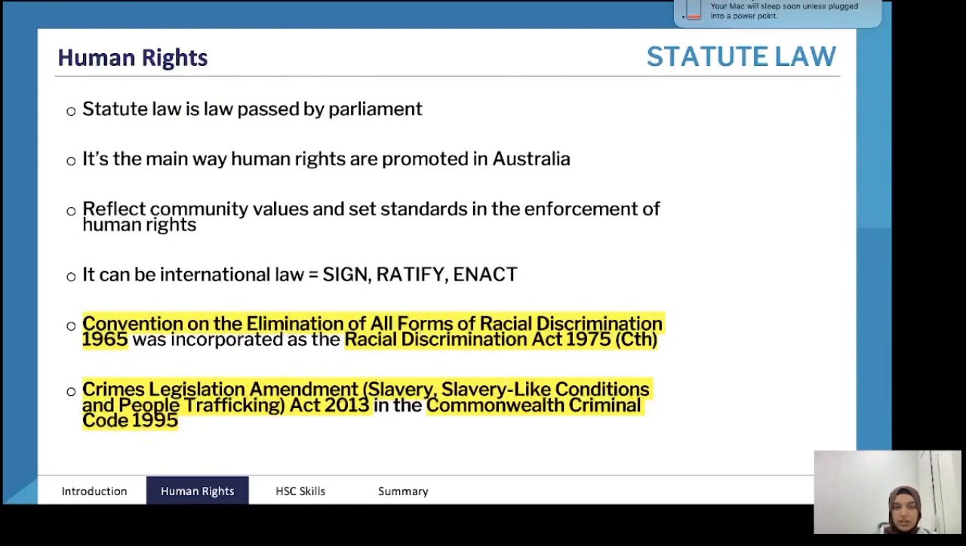Statute law. So statute law is law passed by the Parliament, obviously. It's a main way in which human rights are promoted in Australia. They reflect community values and set standards in the enforcement of human rights. So it can be international law, where you sign, ratify, and enact. And again, we've got the Convention on the Elimination of All Forms of Racial Discrimination and the Racial Discrimination Act, as well as the Crimes Legislation Act as well.